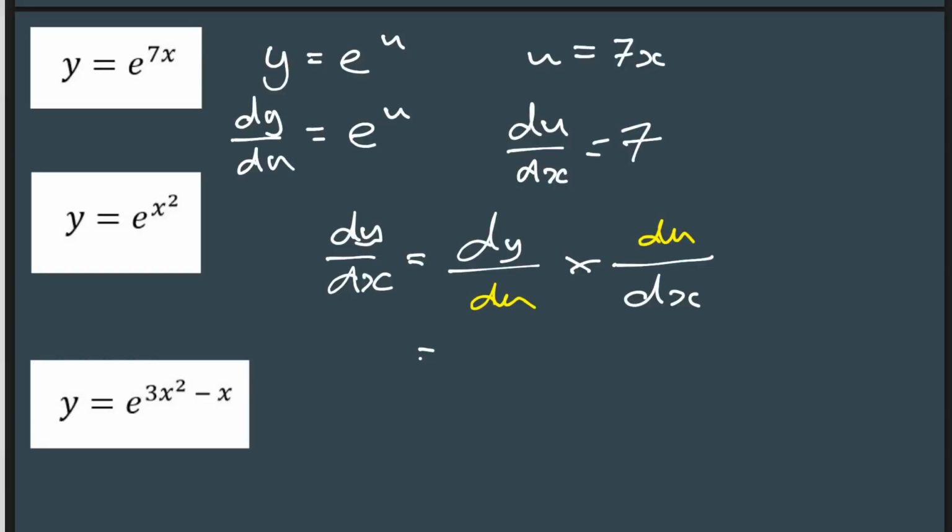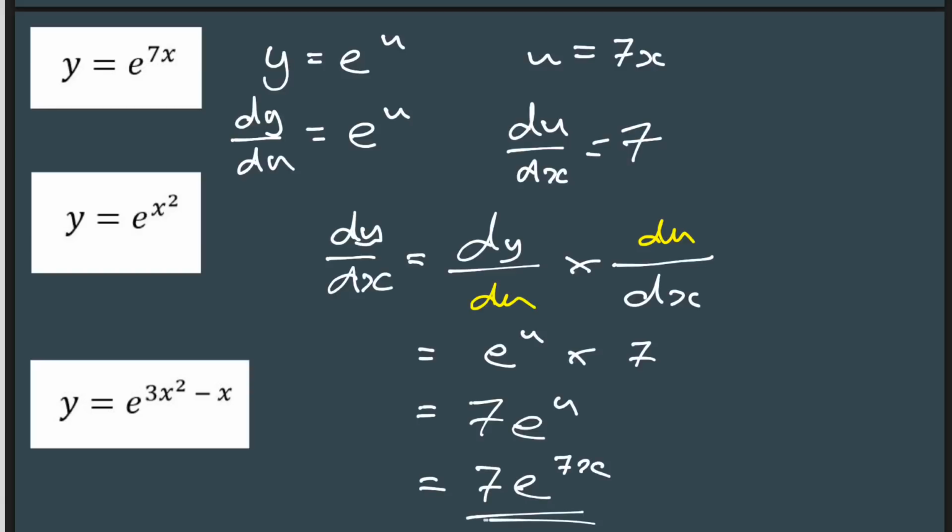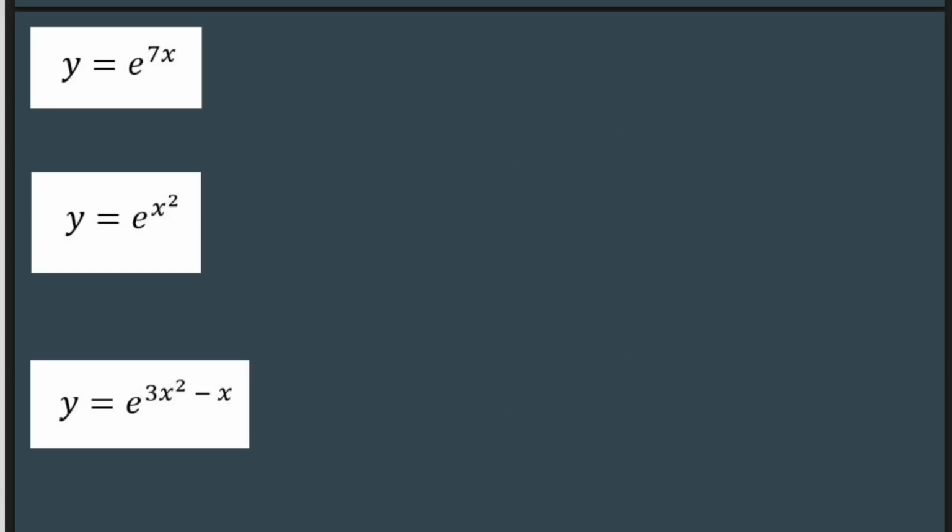And then dy by du is e to the u times by 7. So that's 7 e to the u, but you know that u is 7x, so I get 7 e to the 7x. That's my answer. What I can do, though, is the following, and this is the way I'd recommend.